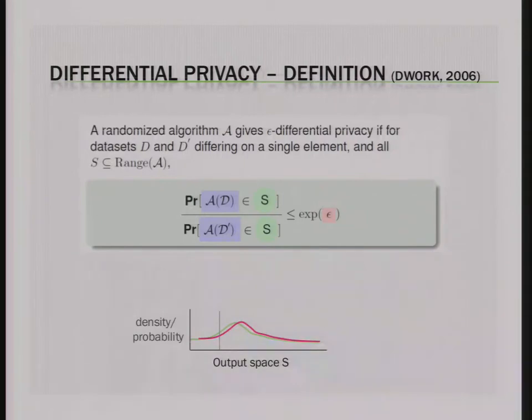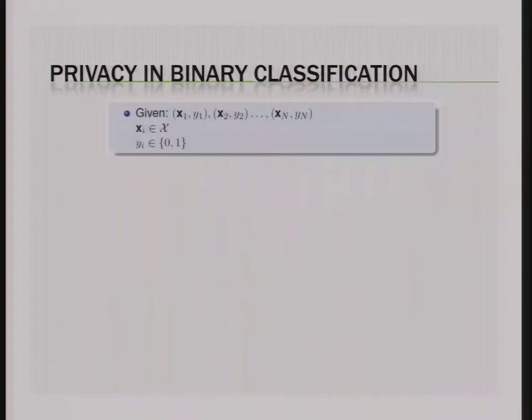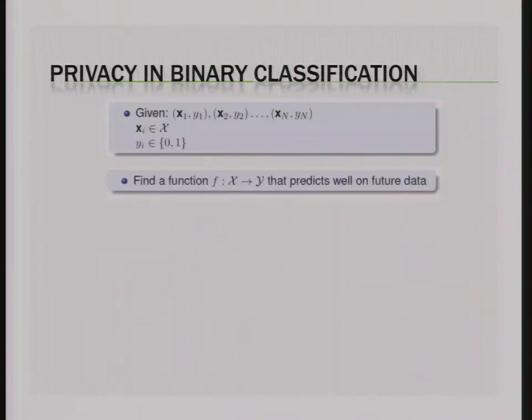So as you can see, this notion is generalized. When I talk about differential privacy, any algorithm can be made differentially private, but what we are interested in is to see if machine learning algorithms can be made differentially private. So the setting that we look at is the basic binary classification setting, which all of you must know. You are given a set of points, x1 and so on, with labels, and what you want to learn is basically a function from x to y.